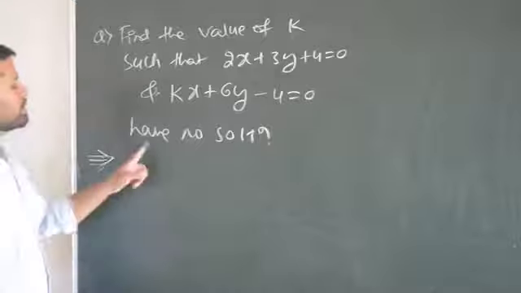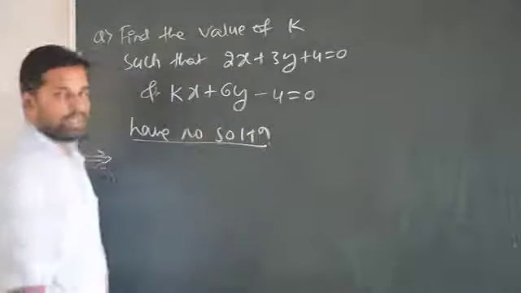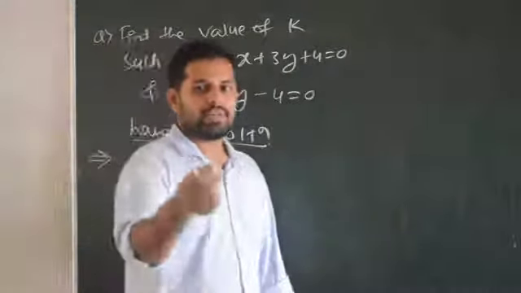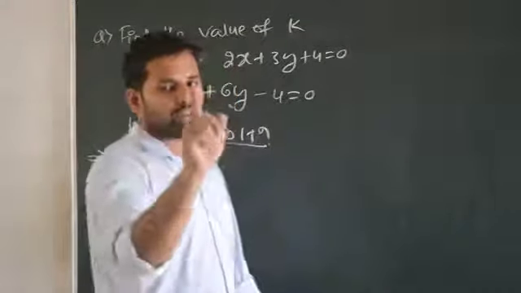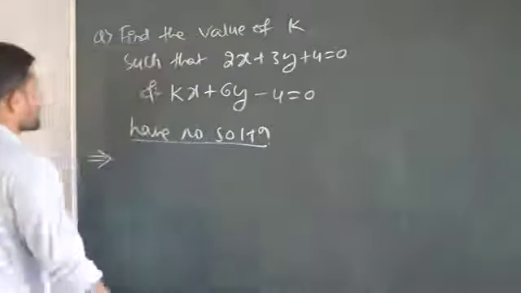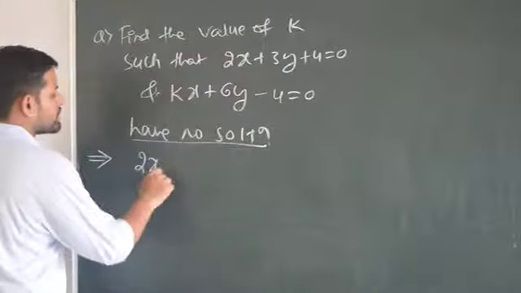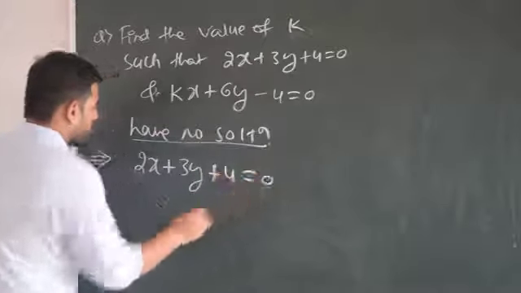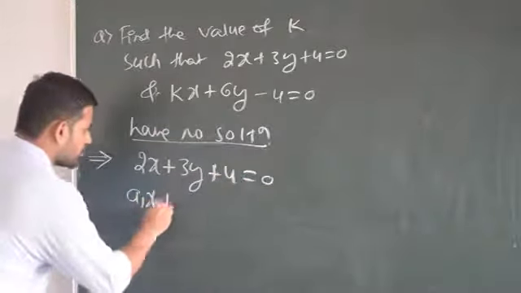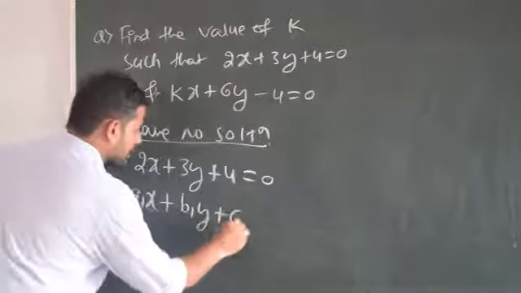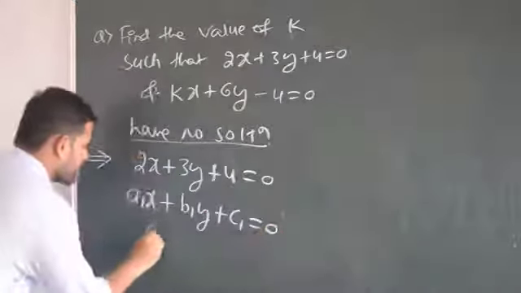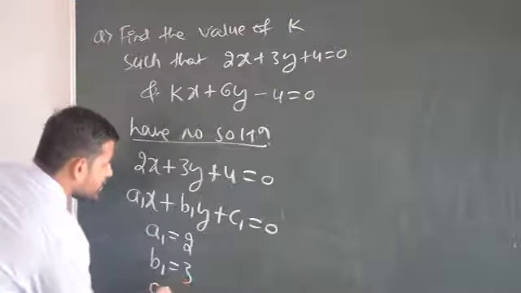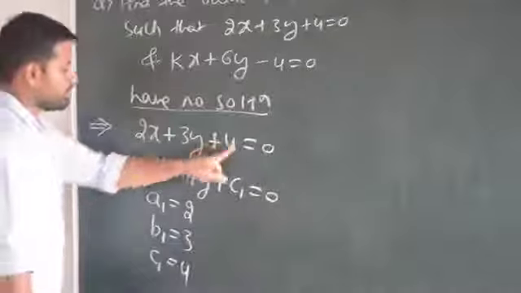Now you must be knowing what is the condition for no solution. No solution means what is the condition, dear children? A1 by A2 is equal to B1 by B2 is not equal to C1 by C2. Very, very important. Now what is the first equation? 2x plus 3y plus 4 is equal to 0. Comparing with A1x plus B1y plus C1 is equal to 0, I am going to have A1 is equal to 2, B1 is equal to 3 and C1 is equal to 4. 2, 3, 4.